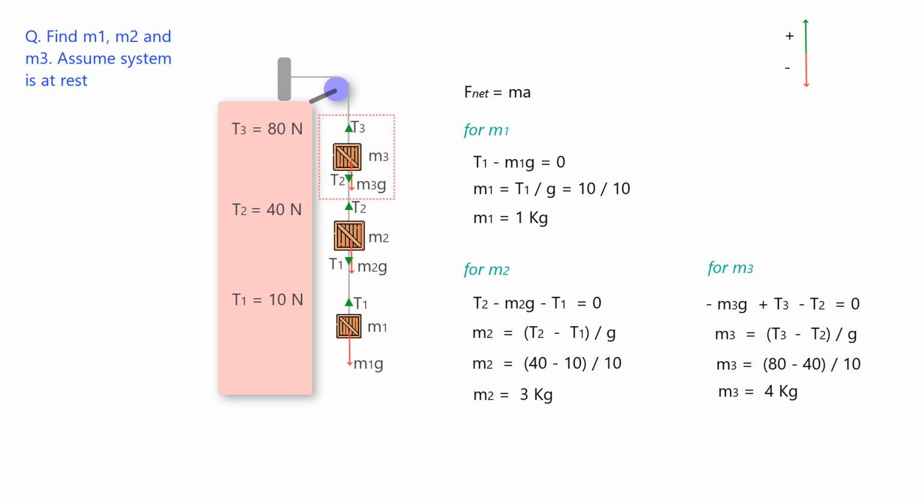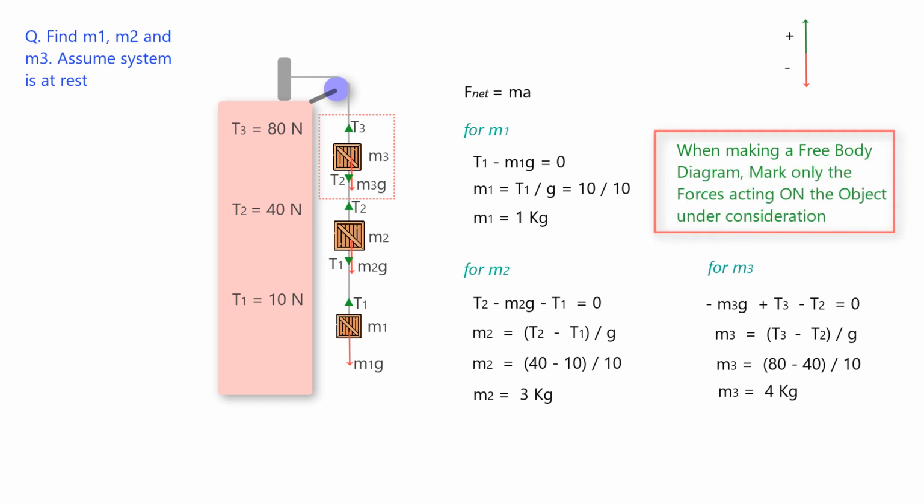So the important thing to remember here is that when making a free body diagram, mark only the forces acting on the object under consideration. In fact, you even need to ignore the force that the mass itself might be impressing on any other object. You just take forces acting on the object for which the free body diagram is being made.